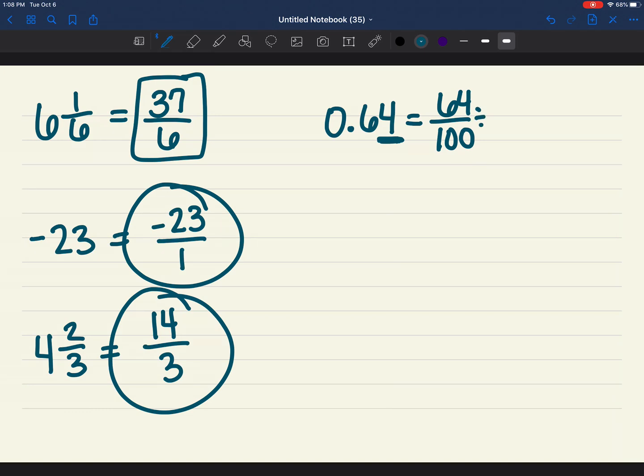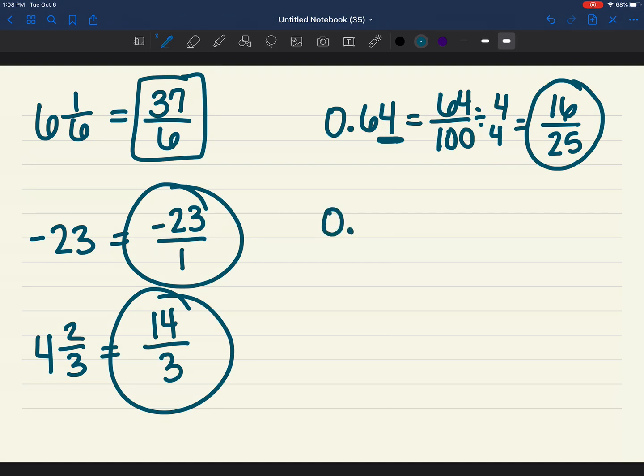First, somebody tell me, is this 64 over 100 how I should leave my answer? No. What should I do to it? Simplify, okay? What can I divide both of those numbers by? 4 does work. What's 64 divided by 4? Use your calculator then. 16. Okay, 16 over 25. Can 16 over 25 simplify any further? No. Okay.